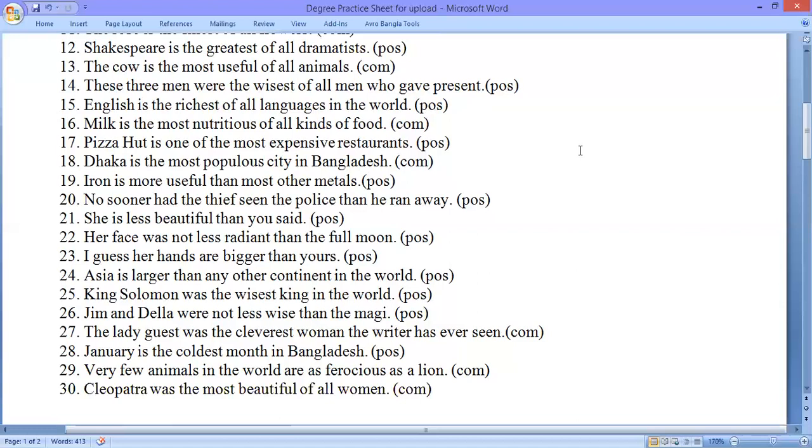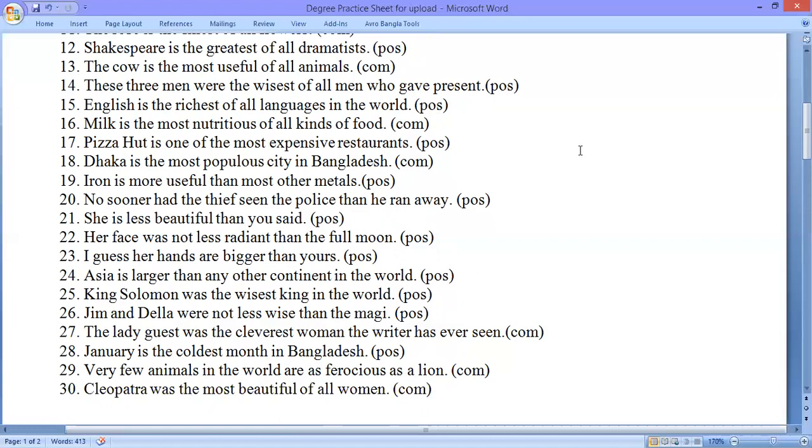If we look at question number 23, we can see that, I guess her hands are bigger than yours. We shall have to make this positive. So the solution is, actually it has come from the third rule of degree. So we shall have to bring the subject in the beginning and the object at the last. If the sentence is affirmative, we shall have to make this negative. And if the sentence is negative, we shall have to make this affirmative.